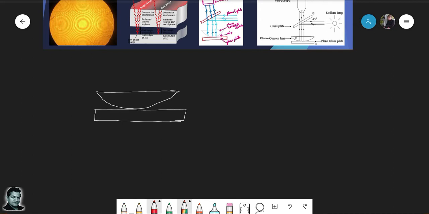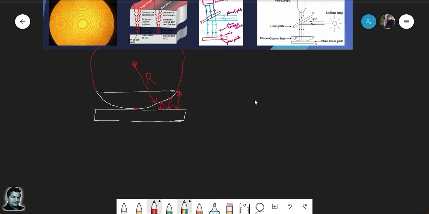Now, the radius of curvature of this plano convex lens, the curvature of this surface, let's say this is the center, and this is the radius of curvature. This radius of curvature is taken to be very, very large, so that in a real experiment this curve would be very flat and more or less the same as a plane surface. When that happens, this thickness here becomes very, very small. The thickness is the largest at the edge of this plano convex surface and zero at the center, where it is touching the lower glass plate. That's how a wedge-shaped thin film is formed.